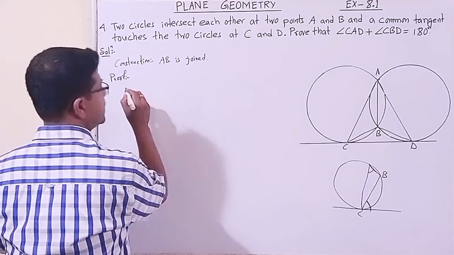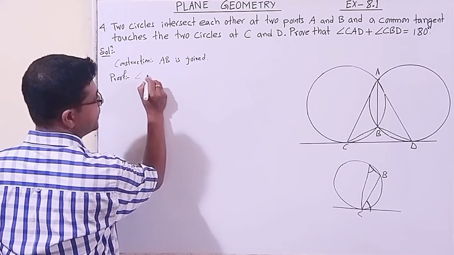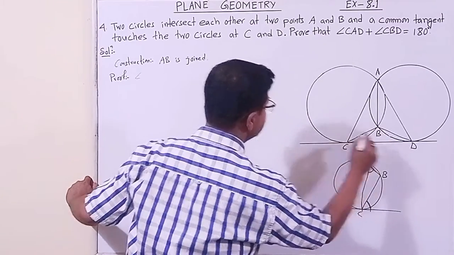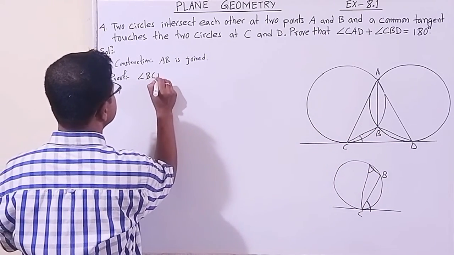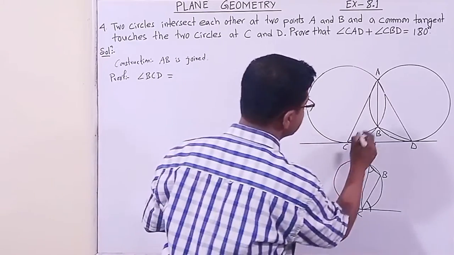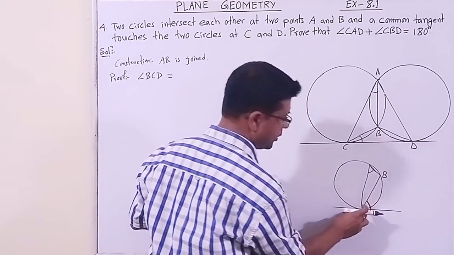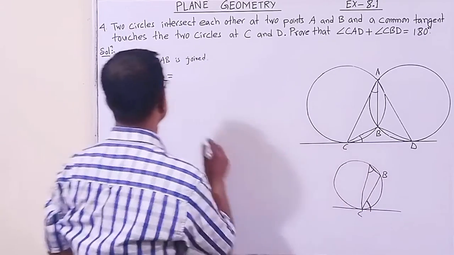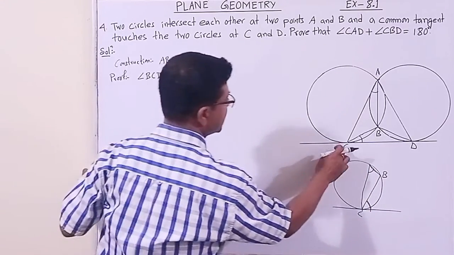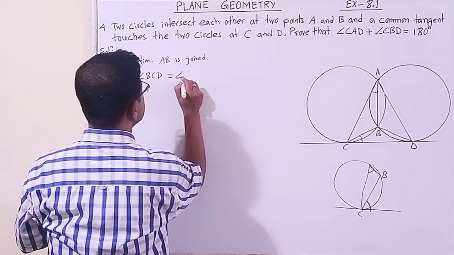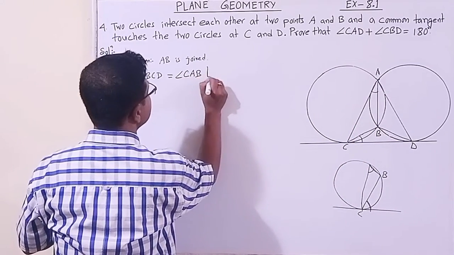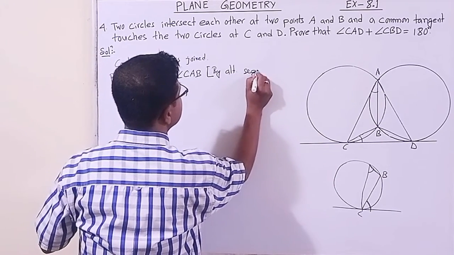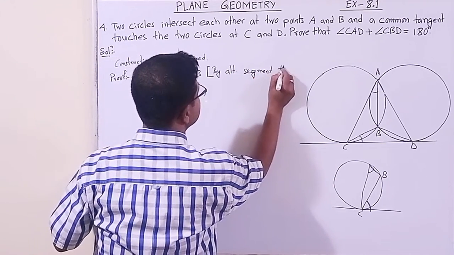Let us write. What is the name of this angle? We shall write angle BCD. BCD is equal to which angle? This angle equal to this angle, because we are applying the alternate segment theorem. What is the name of that angle? Angle CAB. Angle CAB, by alternate segment theorem.